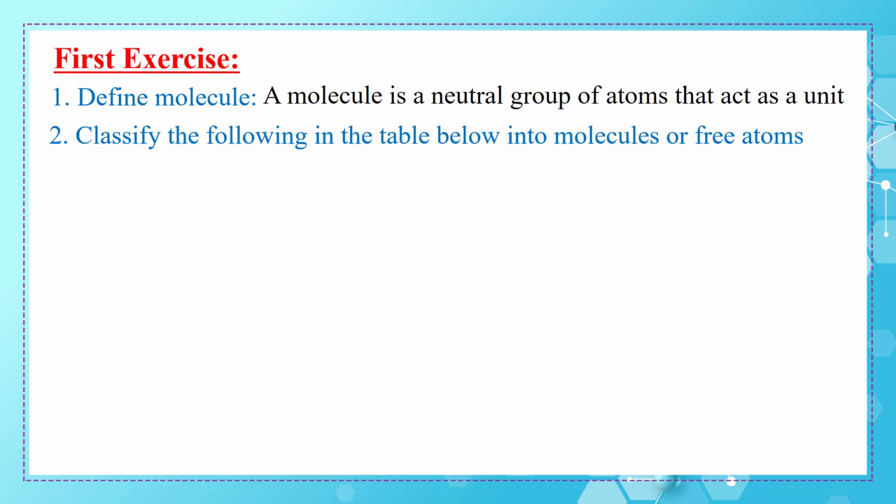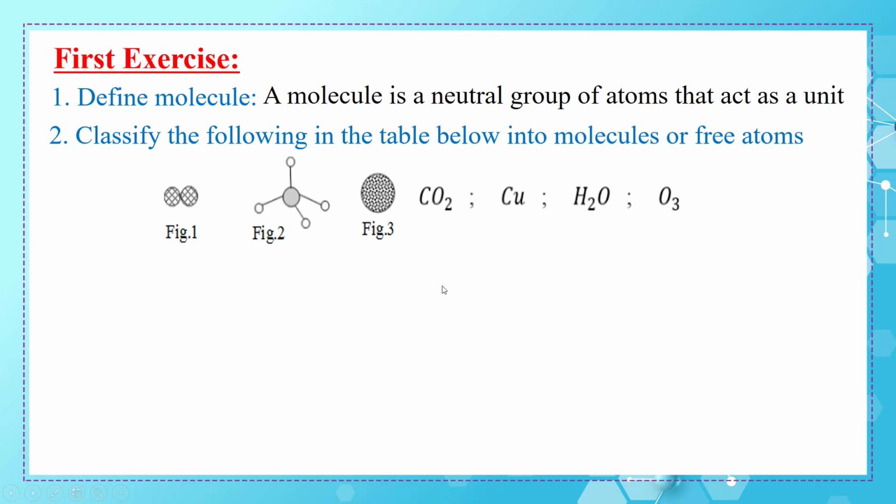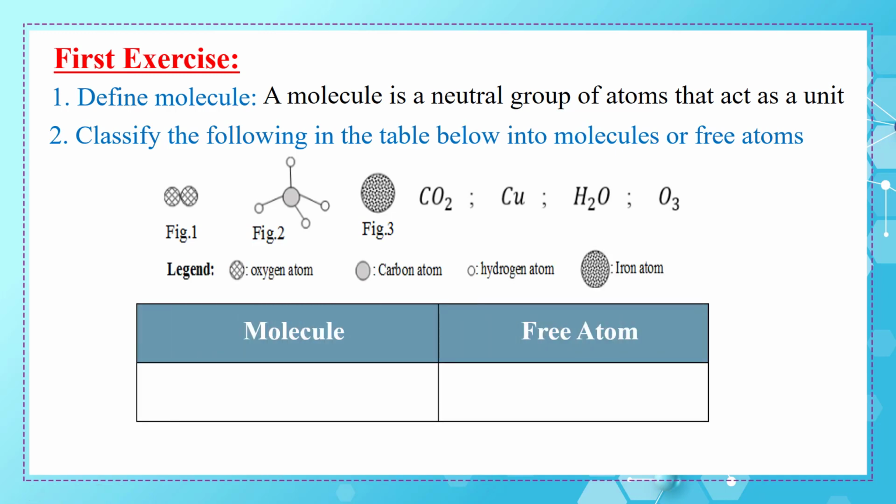What else? Classify the following in the table below into molecules or free atoms. So here we have several figures and we want to classify them into molecules and free atoms. Firstly, we should read the legend carefully. This symbol represents the oxygen atom, as you see in figure 1, while the gray ball represents the carbon atom, the small white ball represents hydrogen atoms, while this ball represents the iron atom. So let us begin.